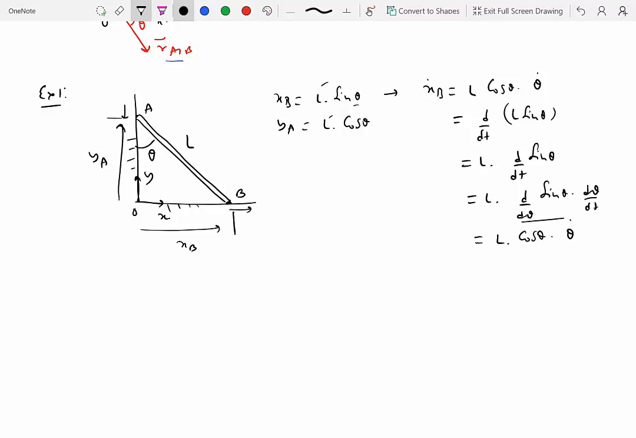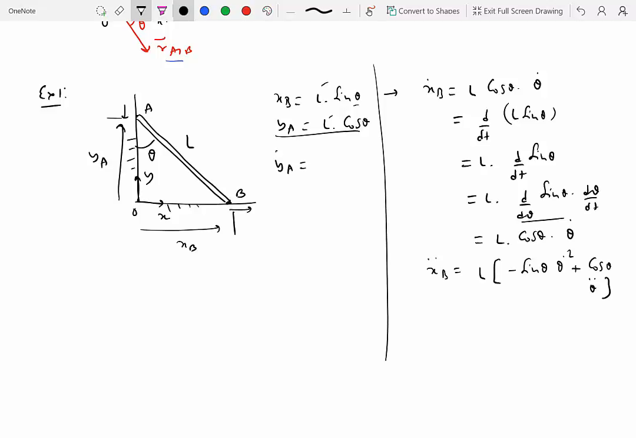Okay, if I differentiate it once more, I get x double dot b equal to L. This would be minus sine theta times theta dot, so we have one more theta dot, so that's theta dot square, plus cosine theta theta double dot, and that is x double dot b, right? Similarly, we can differentiate ya also. So let's do that. So y dot a would be equal to minus L sine theta times theta dot, and y double dot a would be equal to minus L, and this would be cosine theta theta dot square plus sine theta theta double dot.